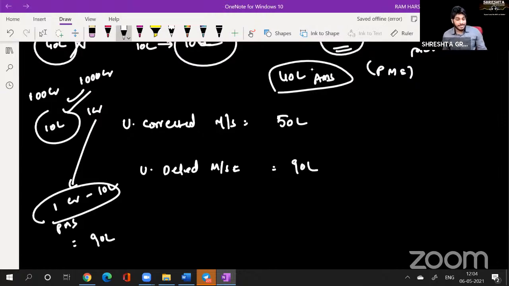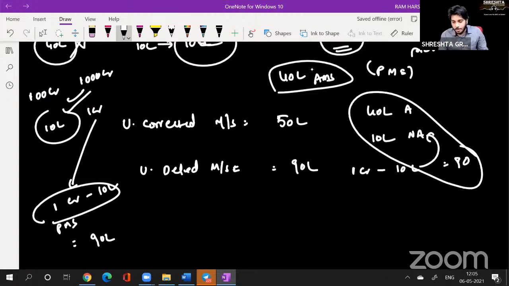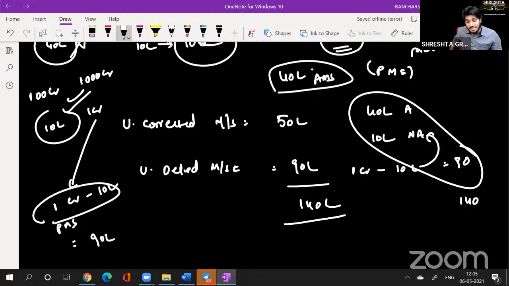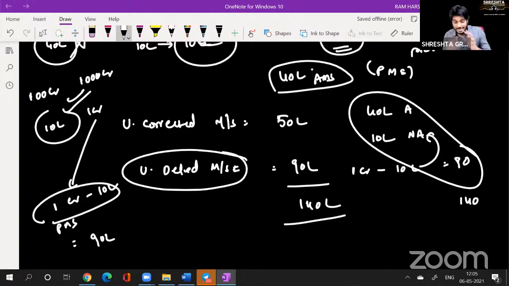Undetected is 90. Actually, 40 lakh is anomaly and 10 lakh is non-anomaly. We projected 1 crore, minus the 10 lakh non-anomaly already identified, so 90. You total this, you'll get 140 lakh, the total mistake: uncorrected plus undetected. What is the undetected mistake? It's a projected mistake. Undetected misstatement is generally projected misstatement.